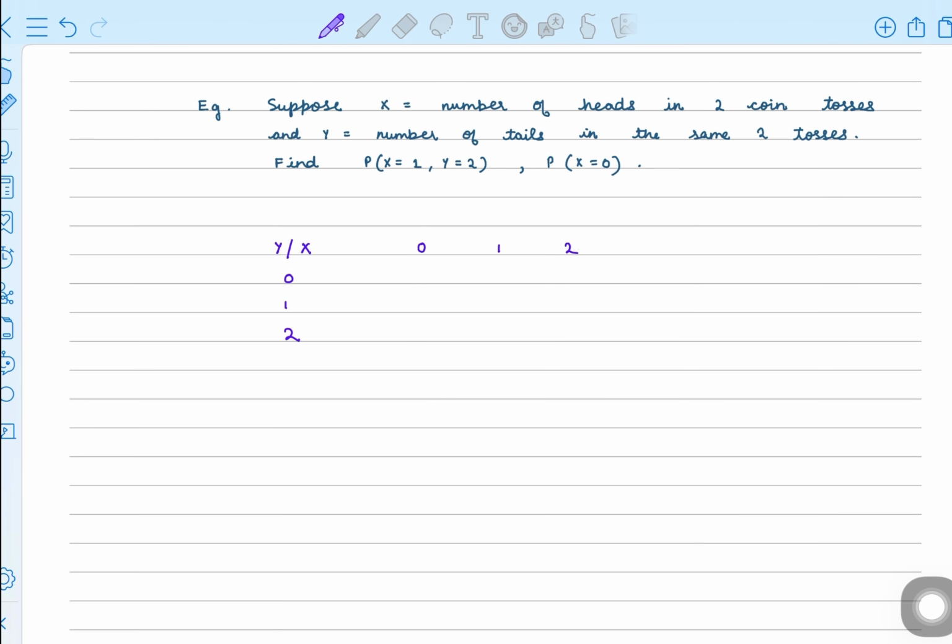The possible values for the number of heads are 0, 1 and 2, and the same applies for the number of tails. Now the probability of having 0 heads and 0 tails in 2 coin tosses is 0, since it's not possible to have both of these outcomes together. Similarly, we fill the table for all options.